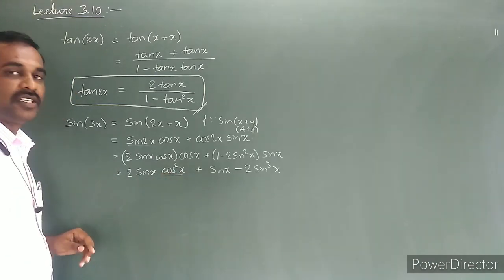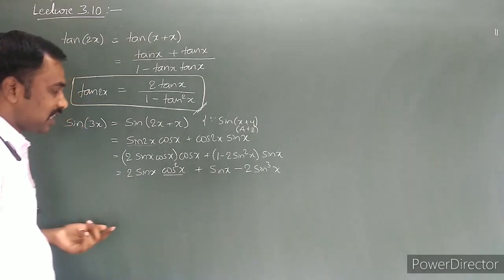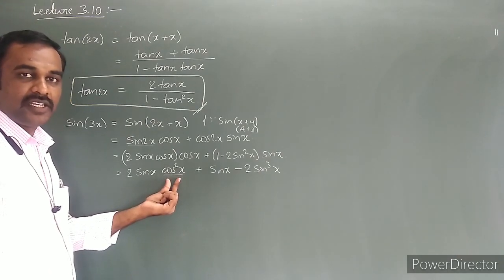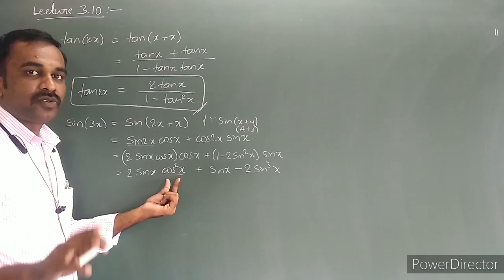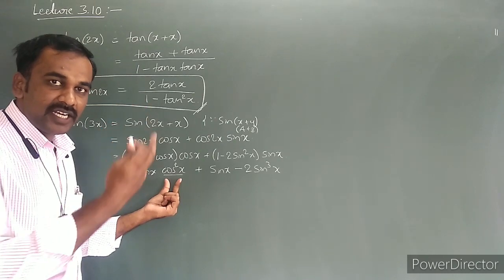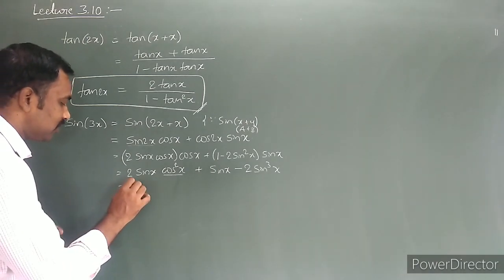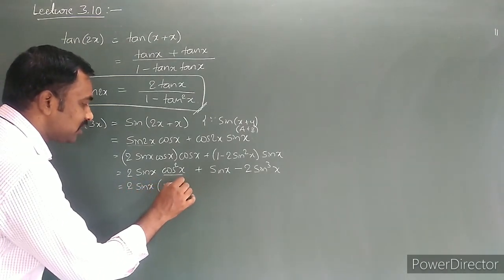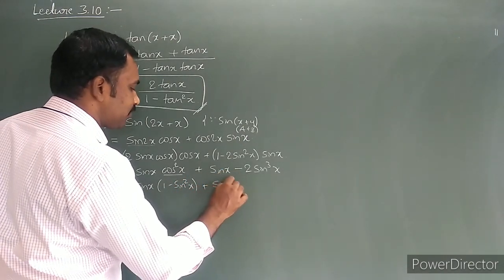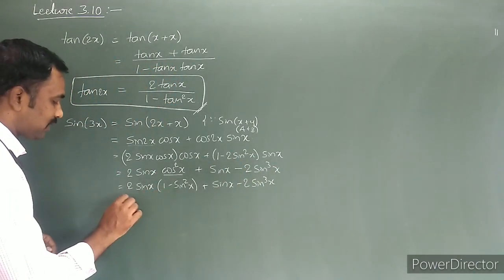Now again replace the cos square x. Why? Because I need the result in terms of only sine. All are in terms of sine, only cos square x is there. What can we write for cos square x in terms of sine? Using the first trigonometric identity, sin square x plus cos square x is equal to 1. I need the cos square x value, so separating sin square x to the right hand side, cos square x is equal to 1 minus sin square x. So 2 times sin x into 1 minus sin square x, plus sin x as it is, minus 2 sin cube x as it is. 2 sin x into this bracket, what will we get?